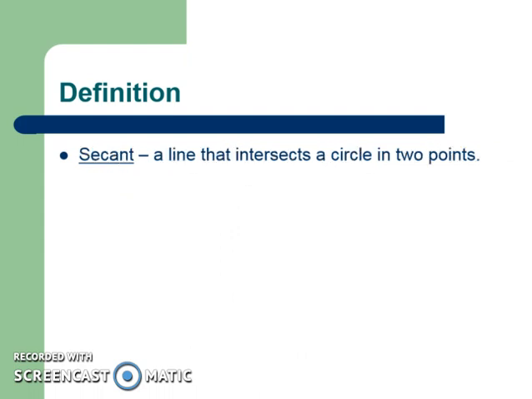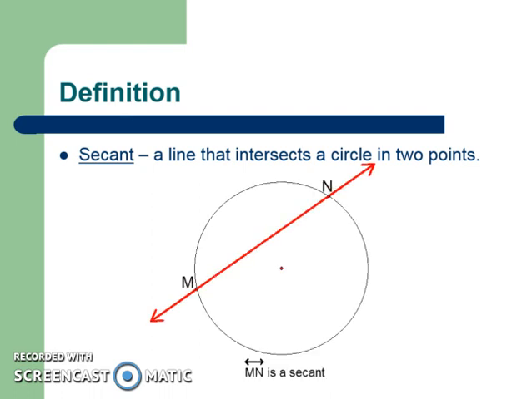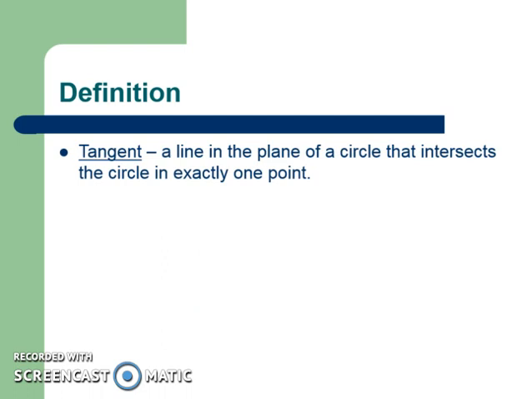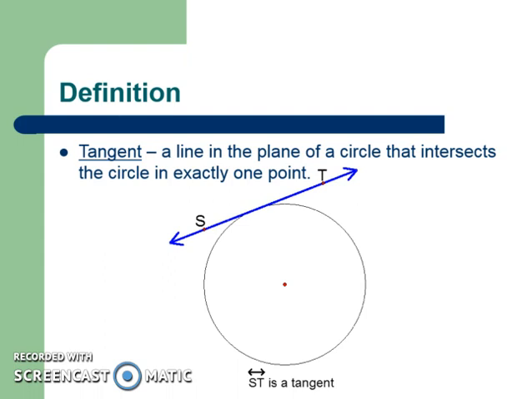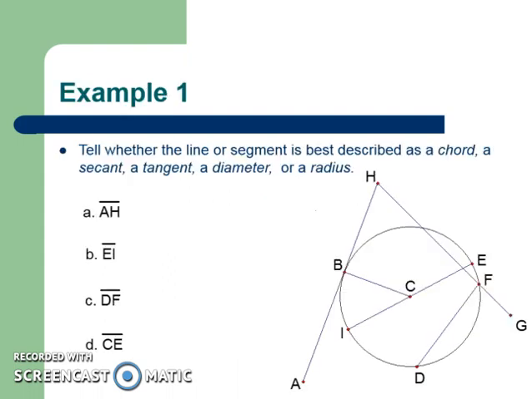Okay. The next one is a secant. It's a line that intersects a circle in 2 points. The idea is it is a chord that extends past the circle. You've got a tangent. A tangent is a line that touches the circle in exactly 1 point. Okay, so ST is a tangent. So let's look at some examples on this. AH, that is a tangent.